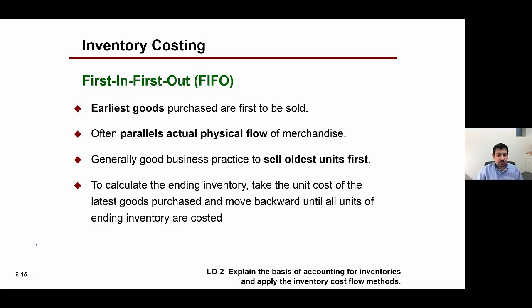Now, in order to calculate the cost of goods sold, it is always a good practice, and the best way to do it, is to calculate the value of the ending inventory and subtract it from the cost of goods available for sale. So you always calculate the ending inventory, and then we calculate the cost of goods sold.